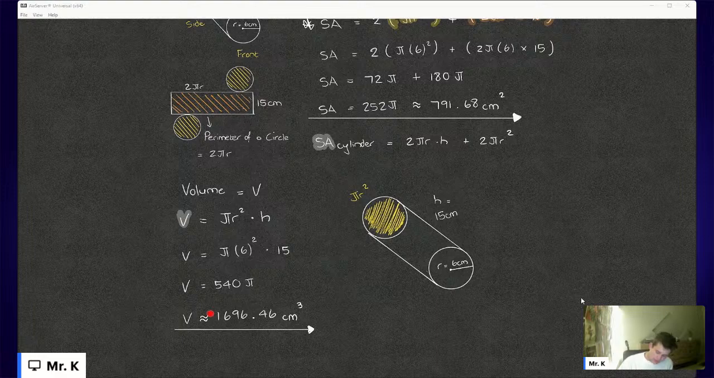Somebody asked how I got to this answer over here in the end. Remember, we have pi r squared times h. I substituted r, which is over here, 6 centimeters into r's place. I then took the height, which is this 15 centimeters, and put it into h's place. 6 squared is 36 pi, and if I multiply 36 by 15, I get 540 pi.